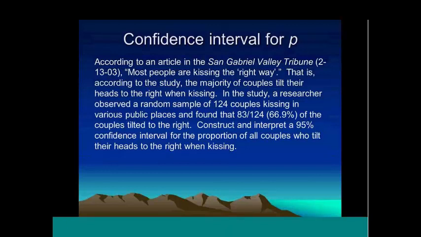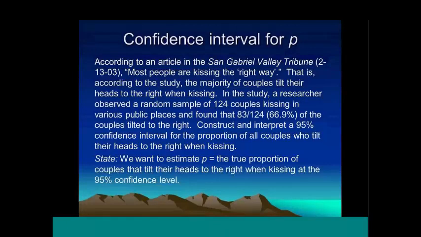That was 66.9%. So we want to construct and interpret a 95% confidence interval for the proportion of all couples who tilt their heads to the right when kissing, based on that random sample. Well, if we had to make one guess, we would guess the proportion would be about 0.669. That would be our point estimate based on the sample. But we know that our random sample probably didn't get us to exactly the value of the population proportion. If we took a different random sample and observed the couples kissing, we'd probably get a different proportion. So let's go through this process.